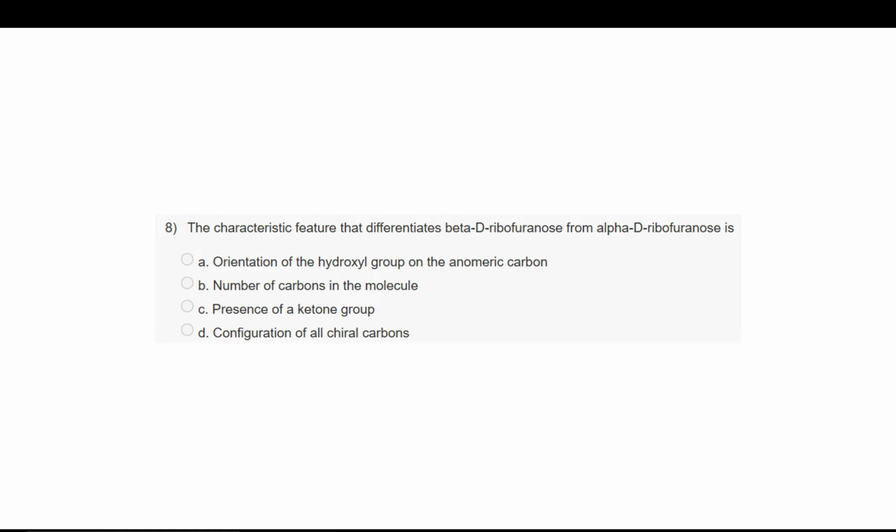The characteristic feature that differentiates beta-D-ribofuranose from alpha-D-ribofuranose is: orientation of the hydroxyl group on the anomeric carbon, number of carbons in the molecule, presence of a ketone group, or configuration of all chiral carbons. The answer is orientation of the hydroxyl group on the anomeric carbon.